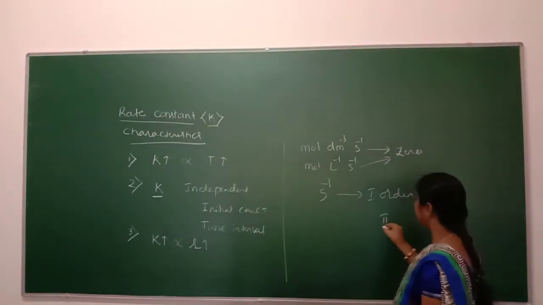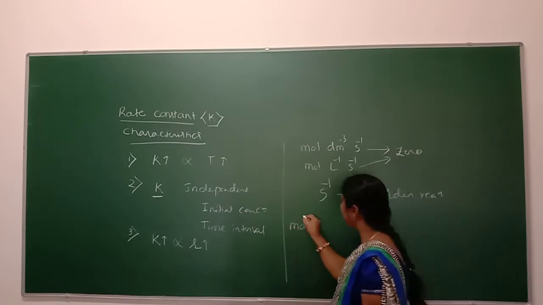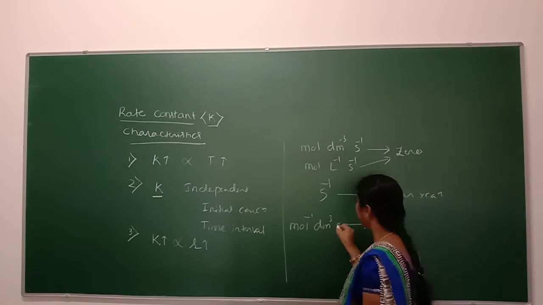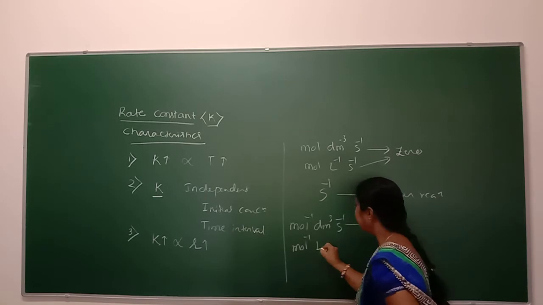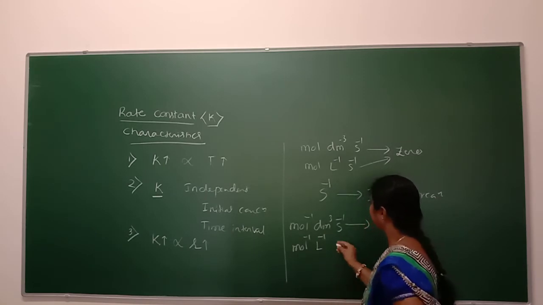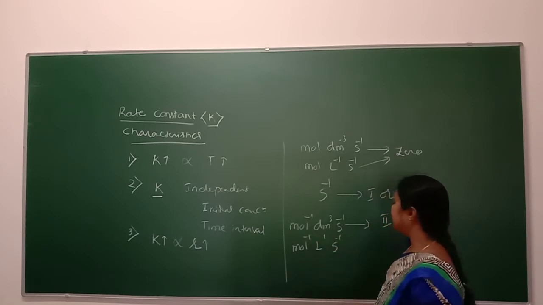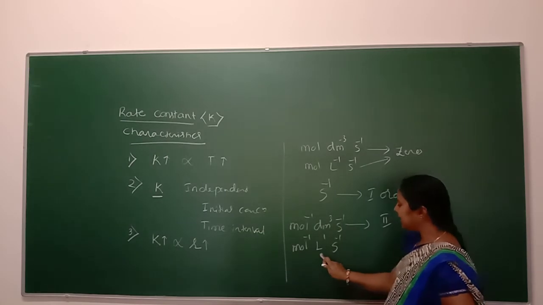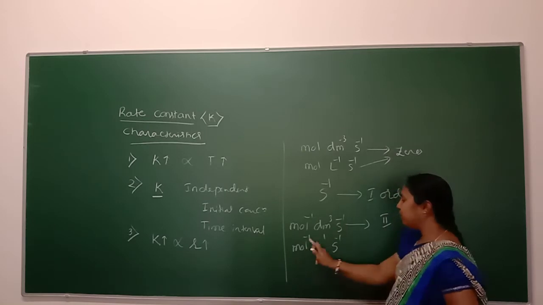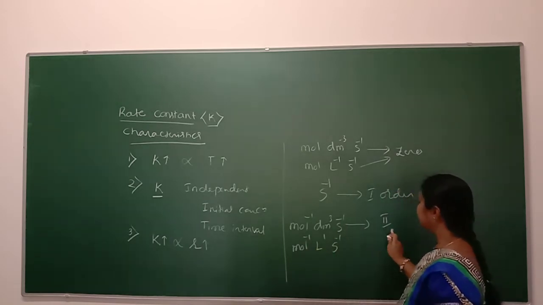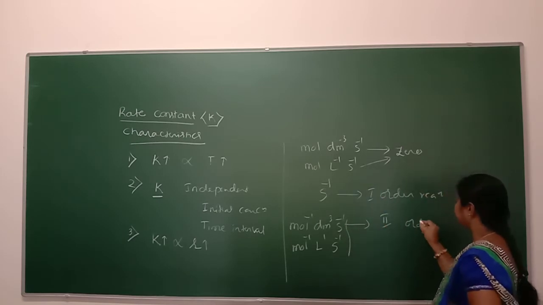And for a second order reaction, what is the unit of rate constant? The unit of rate constant is per mole dm cube per second, or you can also take it as per mole liter per second. So dm cube can be taken as a liter. So we can write this unit in this way, that is per mole liter per second. So this is nothing but the unit of the rate constant for a second order reaction.